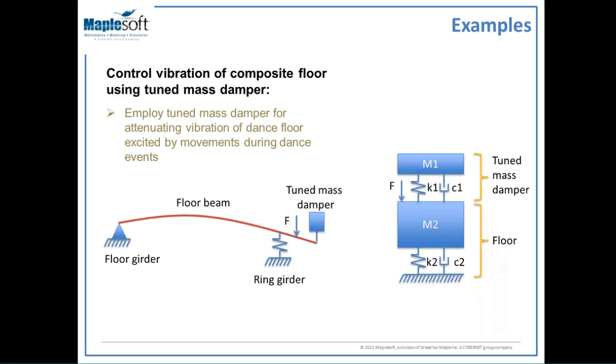The solution here is to install a mass damper system which can be tuned to each resonant frequency of the floor in order to reduce the vibration. The system that we're going to be setting up in MapleSim can be represented by the schematic diagram on the right hand side. So now let's go into MapleSim and see how that works.